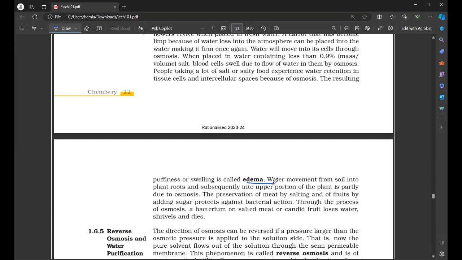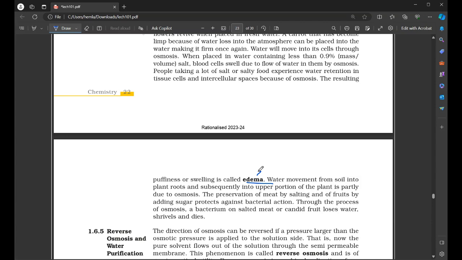This can maybe come for 1 mark. We don't know, because this is kind of bio, but these two things you have to remember. Water movement from soil into plant roots and subsequently into the upper portion of the plant is partly due to osmosis. The preservation of meat by salting and fruits by adding sugar protects against bacterial action through the process of osmosis. A bacterium on salted meat or candied fruit loses water, shrivels, and dies.